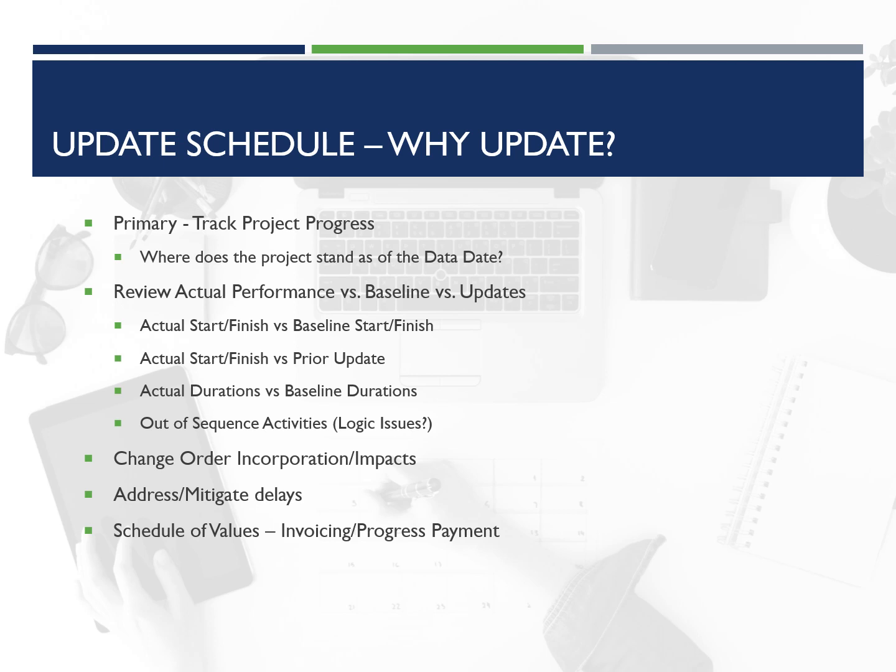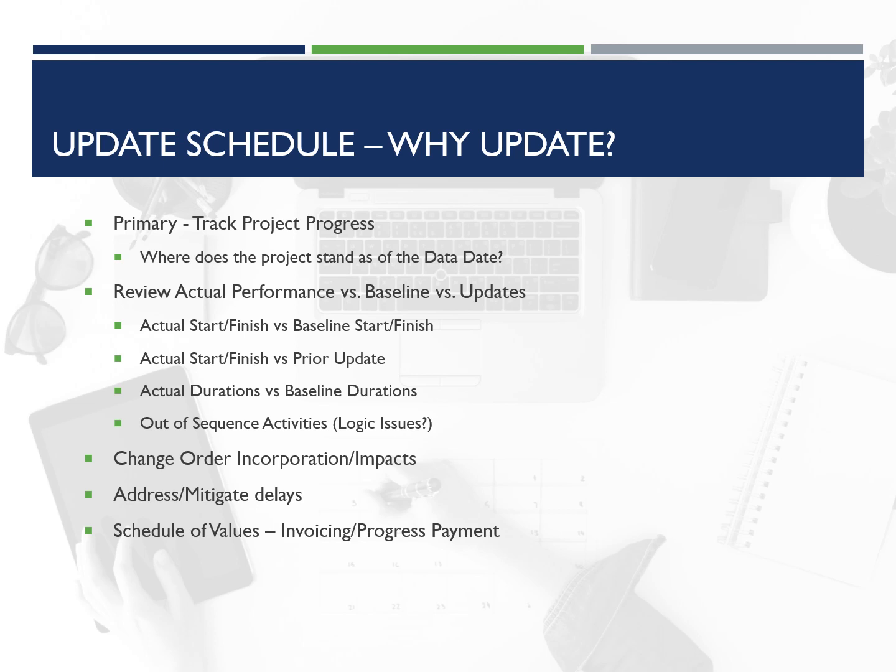But why do we do an update? Why don't we just run the baseline and that's it? Well, we use the update schedule primarily to track project progress and see where the project is on a specific data date. We can also use it to review actual performance versus baseline versus each individual update. We could be checking things like actual start and finish dates versus the baseline's planned start and finish dates. We can check our actual starts and actual finishes versus what was the plan in the previous update.